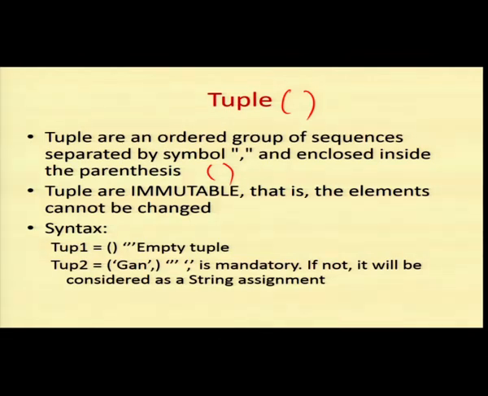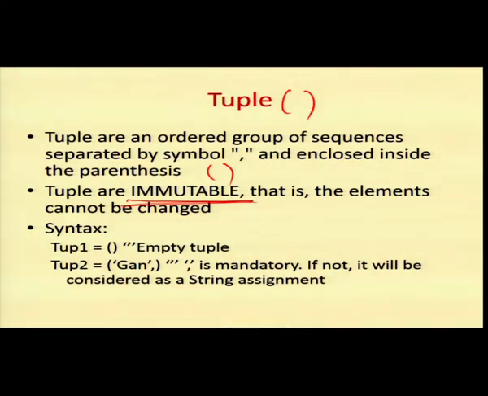Tuples are immutable. My dear viewers, in the previous slide, as far as the list is concerned, we saw lists are mutable, which means the contents of the lists are modifiable, changeable, editable, whereas in the case of tuples, tuples are immutable, which means the elements cannot be changed. If you try to change, you will encounter an error.